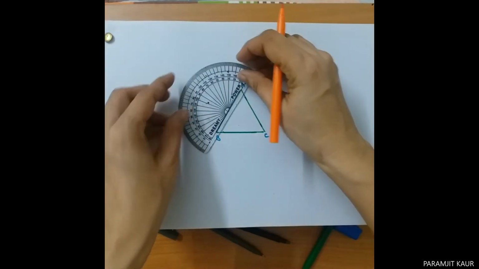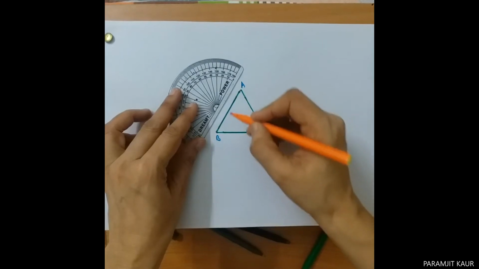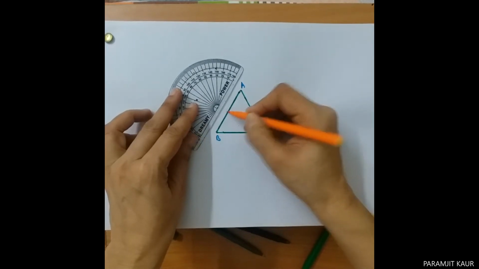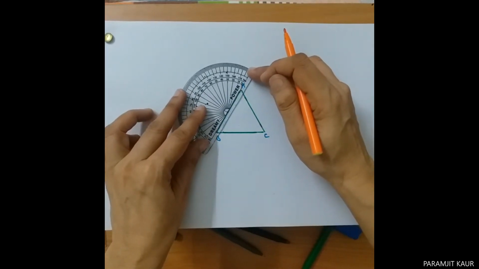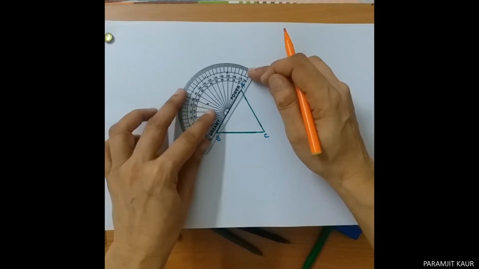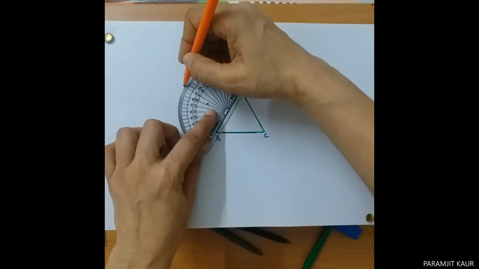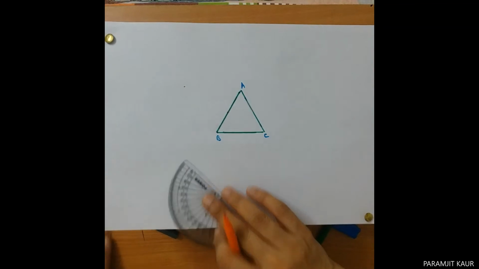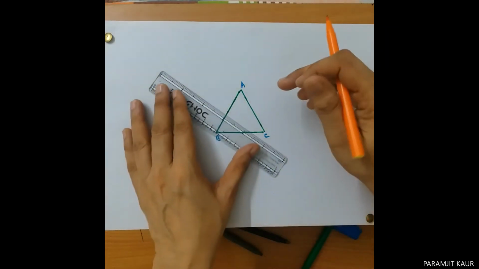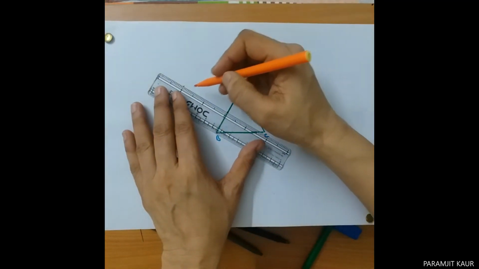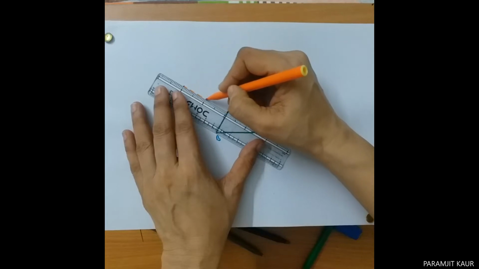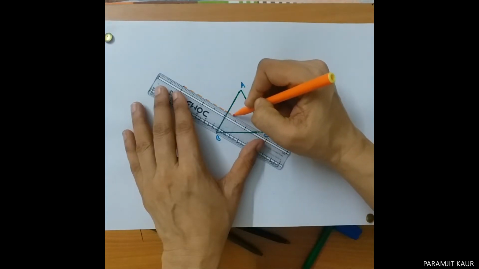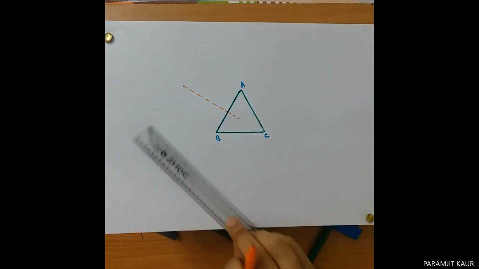Now, in order to draw the normal, I'll take the protractor. Say I'm drawing the normal at this particular point, so I'll place my protractor at this point and I'll mark 90 degree. Now, after marking 90 degree, I'll join the 2 points. So this gives me the normal.